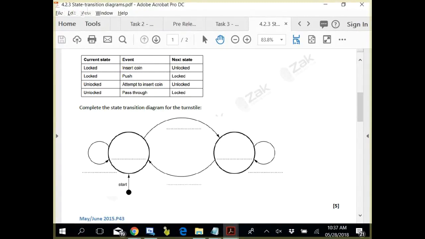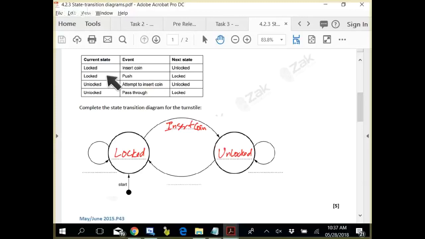So now these closed shapes, okay, these are states. So we put locked and unlocked. So if the state is locked and we insert the coin, it gets unlocked. So this is an event, insert coin. It gets unlocked. Pay attention to this arrow.